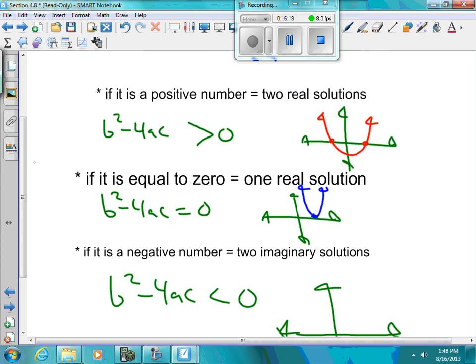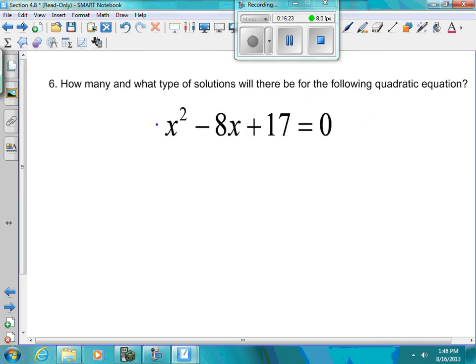So the discriminant kind of doesn't tell us what the solutions are. It's just going to tell us how many. If it's positive, we have 2. We're going to have 1 if it's 0. We're going to have no real solutions, or 2 imaginary solutions, if we have a negative discriminant.